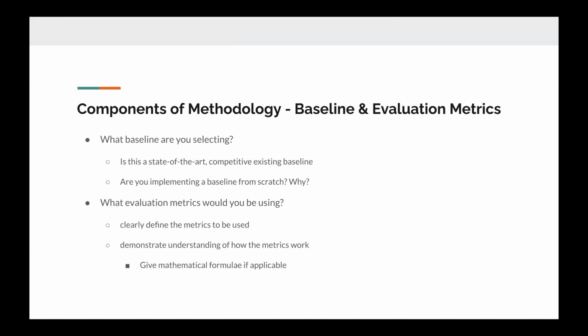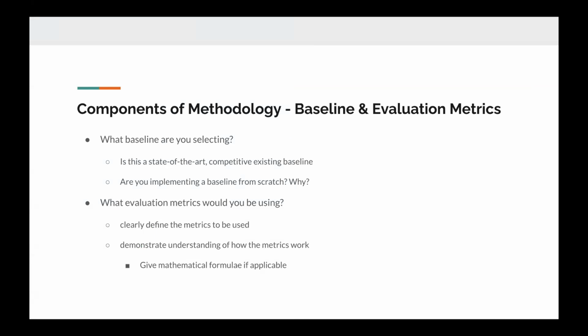The reason for doing that is to make sure that, at least within the context of this course, you're showing us that you understand how the metrics work. So you explain your metrics and you use a mathematical expression to back it up if it has one. And yeah, that's really the crux of your methodology.